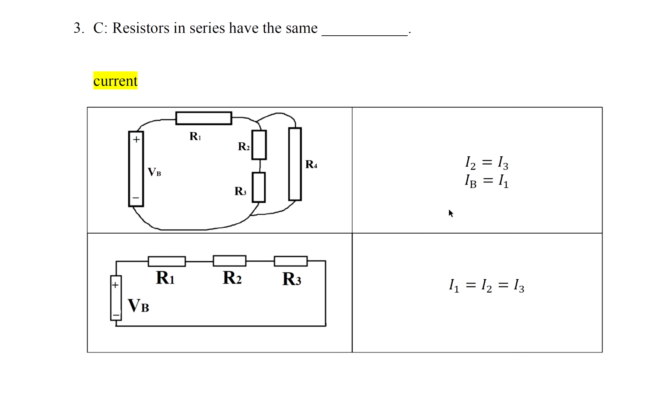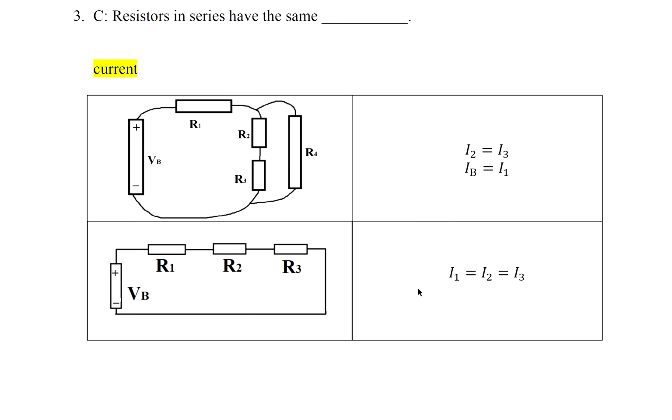Question 3. Resistors in series have the same current. So here are some examples. In this first image, I2 equals I3, that means the current going through resistor 2 equals the current going through resistor 3, and I battery equals I1, meaning the current going through the battery equals the current going through resistor 1. And I1 equals I2 equals I3 in the bottom image, that means the current going through resistor 1 equals the current going through resistor 2 equals the current going through resistor 3.